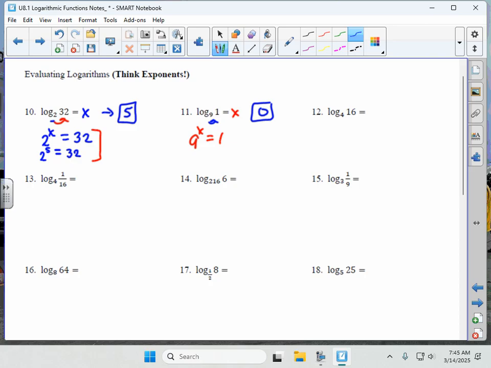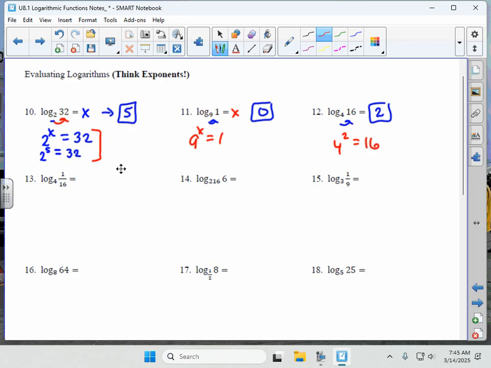Number 12, log base 4, 16. All right, so again, 4 to what power is equal to 16? 4 to the 2nd power equals 16. So log base 4, 16 is equal to 2. Again, if you were to change it into exponential form, you could see that 4 to the 2nd power equals 16. That's a true statement.